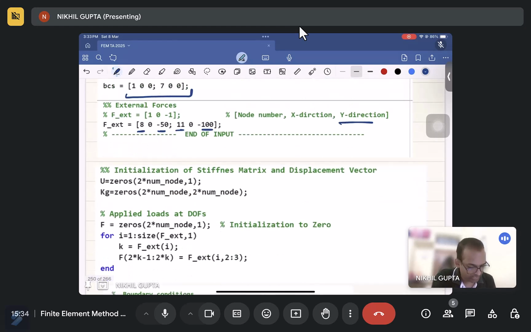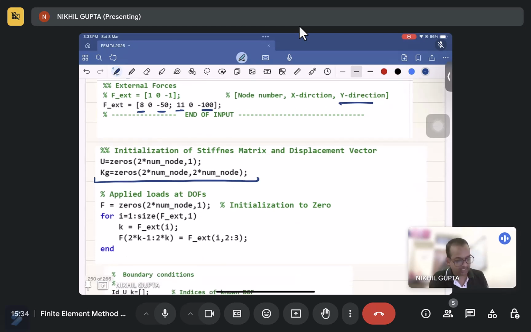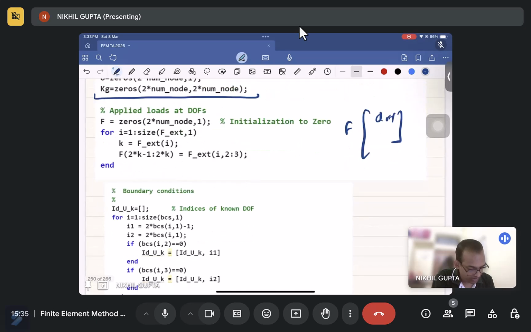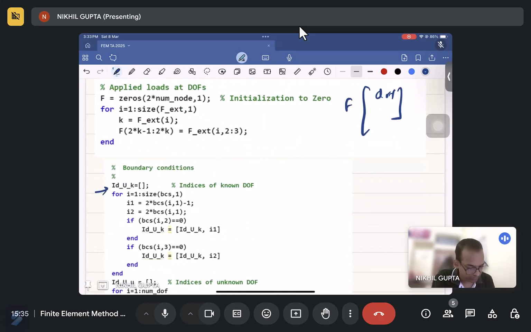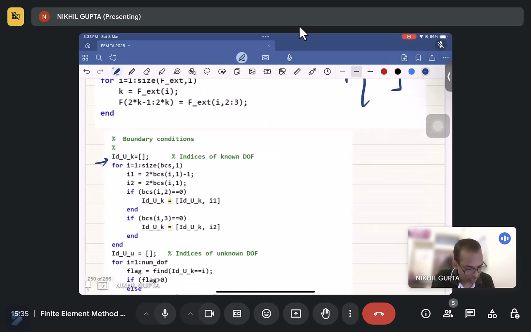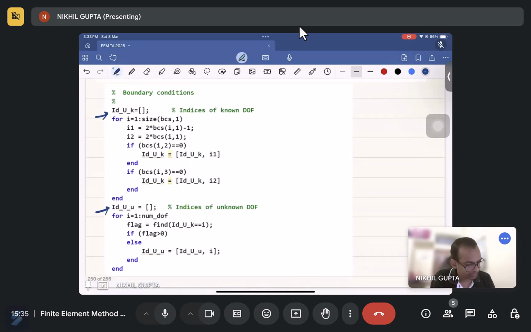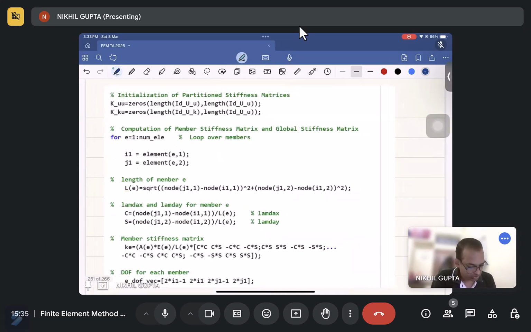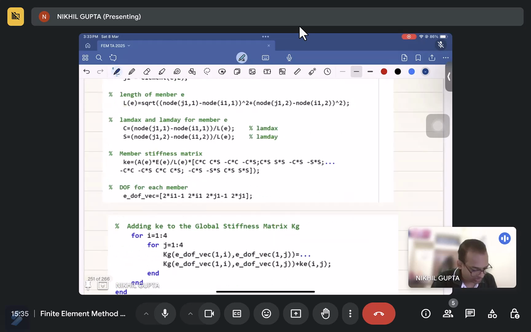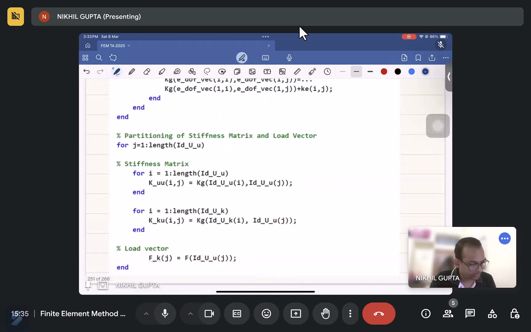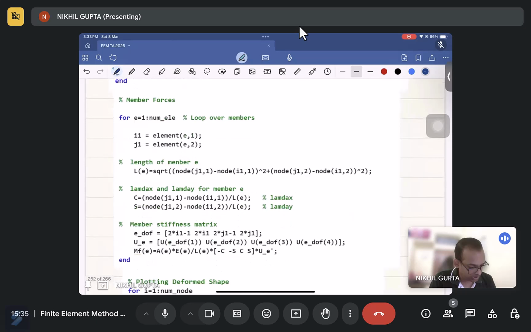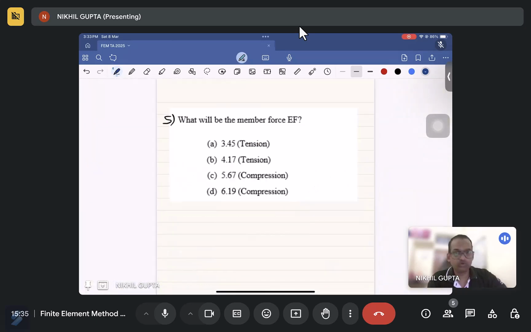And now we are initializing u and Kg as 0, and similar to the last problem, we are converting F in terms of degrees of freedom. Similarly, we are finding the indices of the unknown forces and the known forces as well. The solving part is also the same. I'll discuss the code and show you the results.